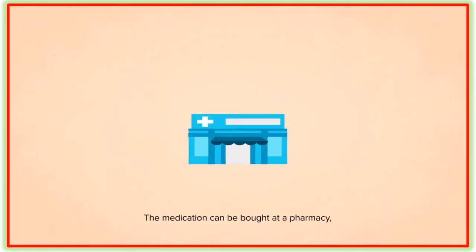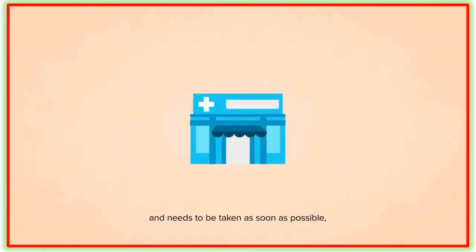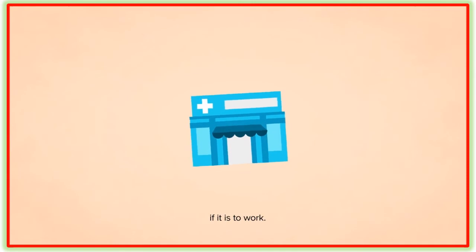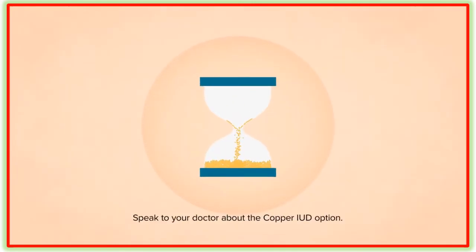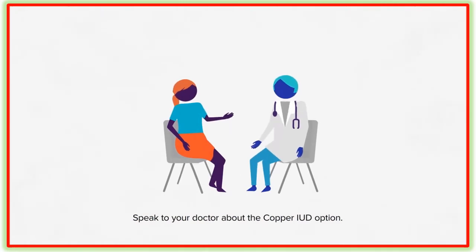The medication can be bought at a pharmacy and needs to be taken as soon as possible if it is to work. That is, within 4 or 5 days of having sex. Speak to your doctor about the copper IUD option.